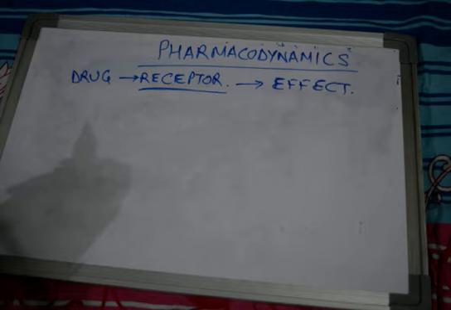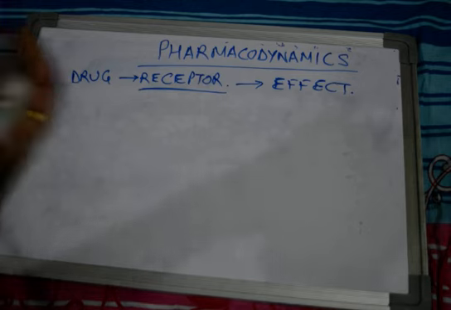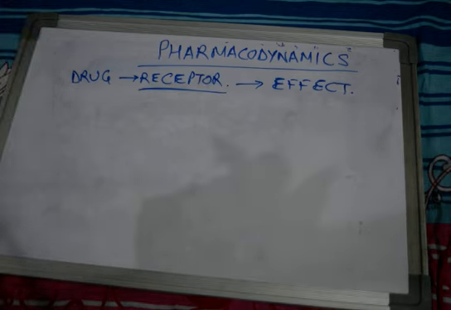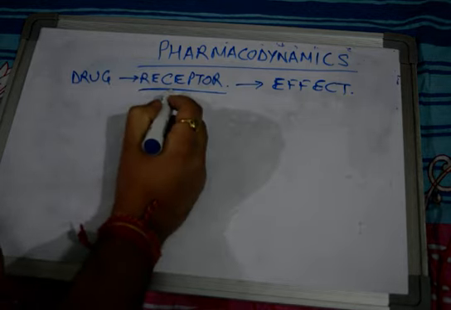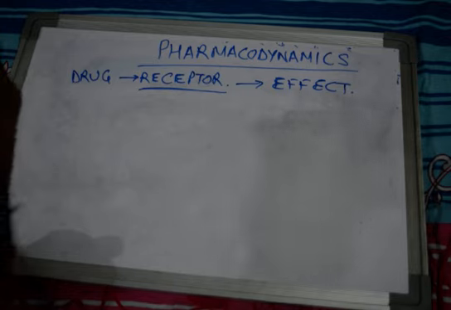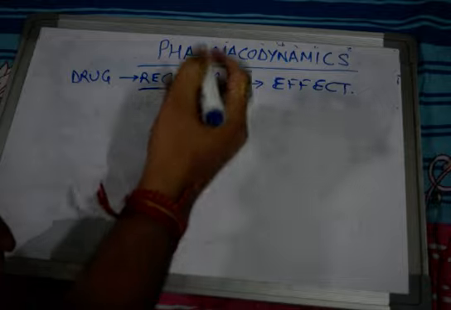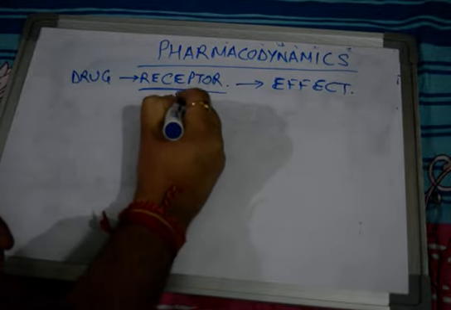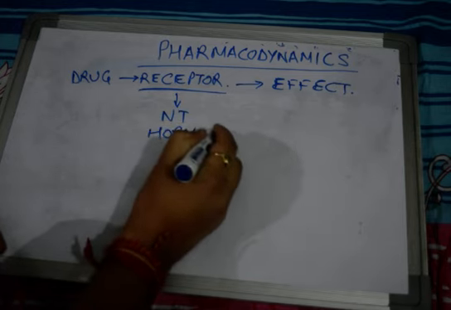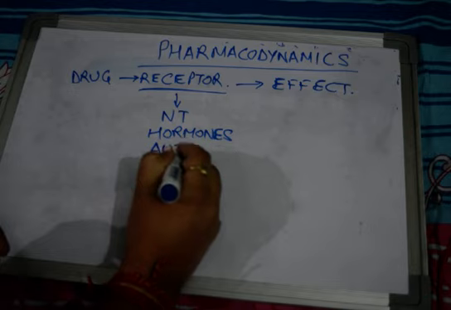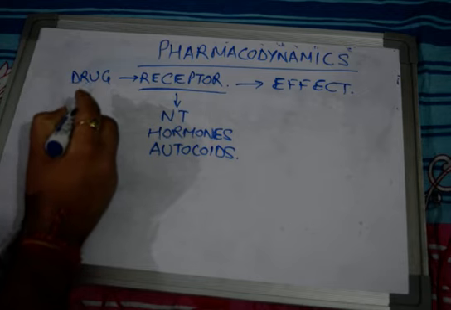Now receptors: the human body does various physiological functions, and those physiological functions are subserved by these receptors. The drugs only modify those physiological processes. So these receptors are normally present inside the body for substances like neurotransmitters or hormones or autocoids. So receptors are already present for these drugs.